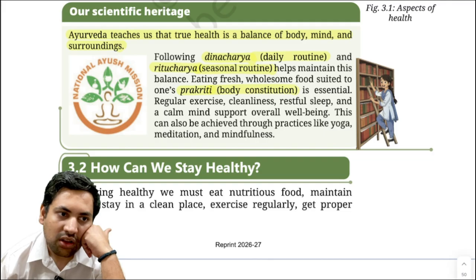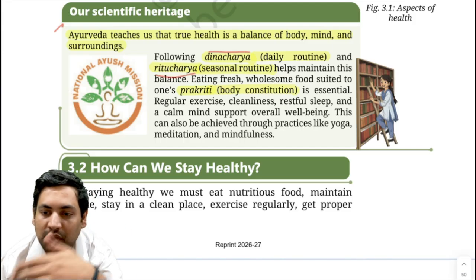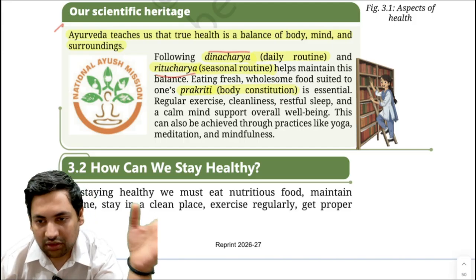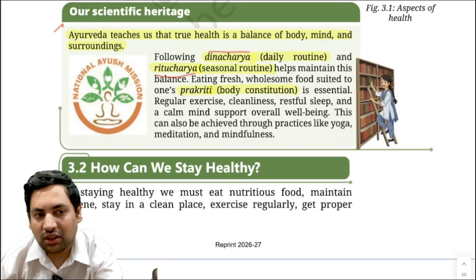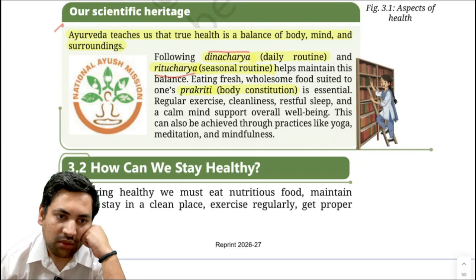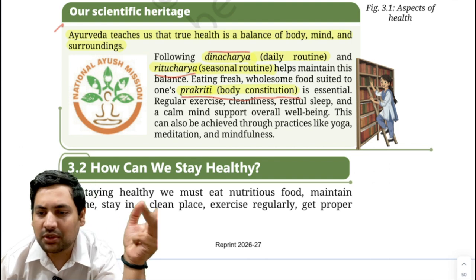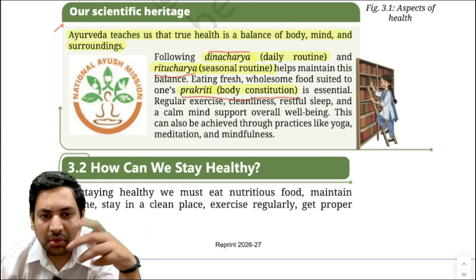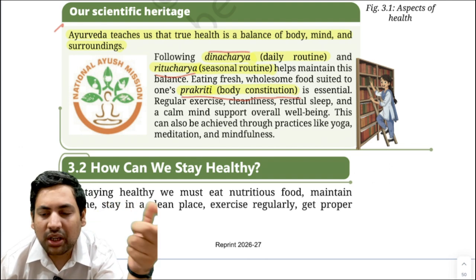Then, our scientific heritage. In India, from Ayurveda, we had things like Dincharya, which is daily routine, and Ritucharya, which is our seasonal routine. Like in Savan, we should eat these kinds of things and not eat others; all that comes from Ritucharya. Then Prakriti, the body constitution. They have defined three types of bodies, and based on that, you should be consuming food.